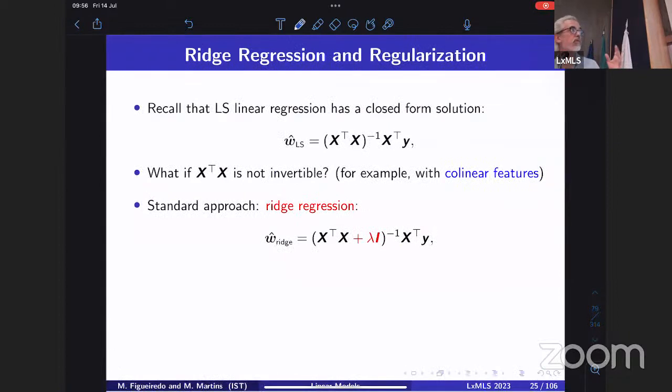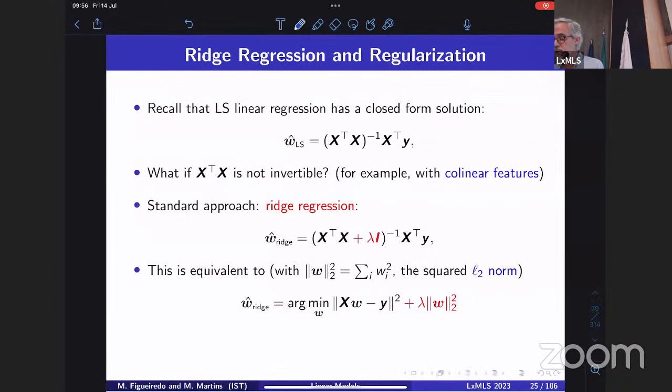So the solution that was invented by Hoerl and Kennard in, I think, 59, was: let's relax and do some cheap trick, which is to add an identity matrix times some lambda to the matrix before inverting it. Now it can be shown that even if this one is not invertible, this whole thing, X transpose X plus lambda I, is invertible for any lambda larger than zero, no matter what X is. This matrix is always invertible. And this is why it was created.